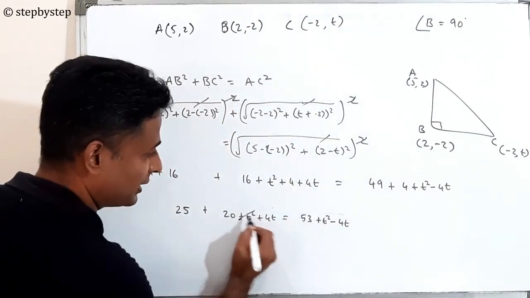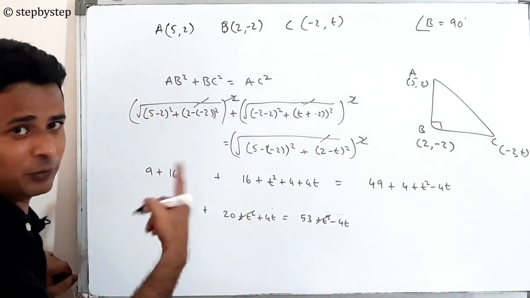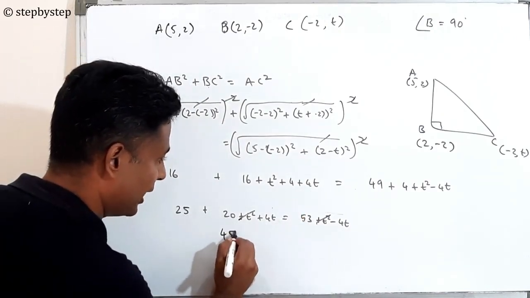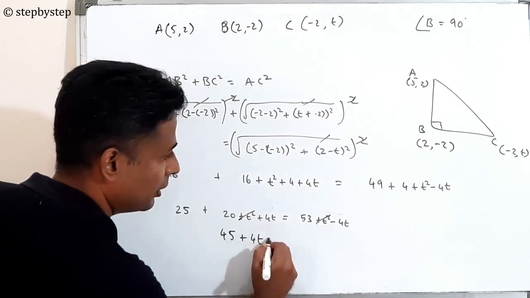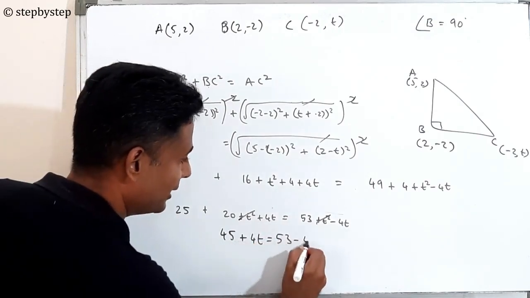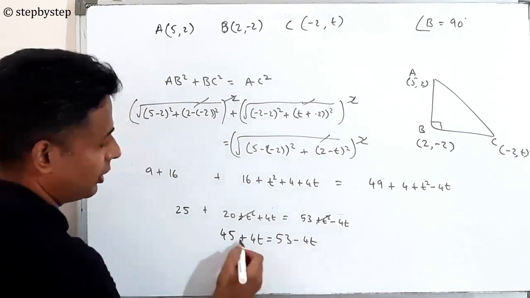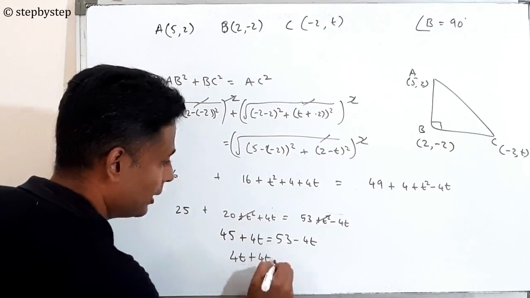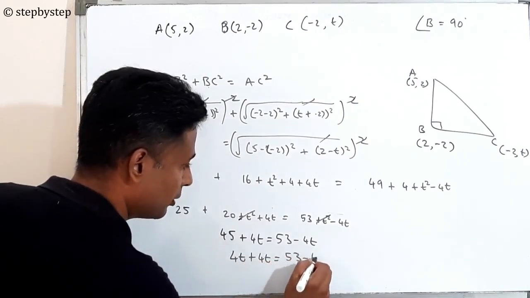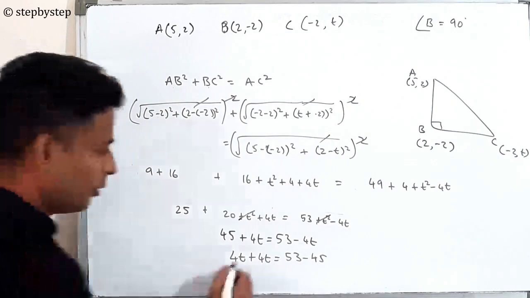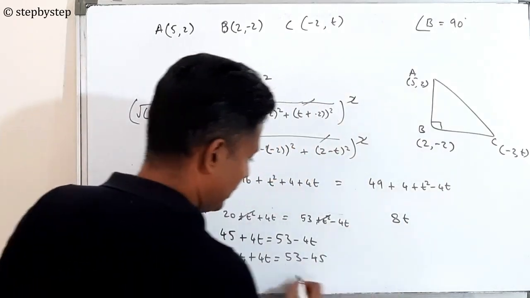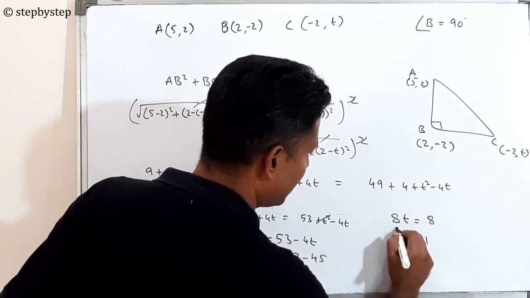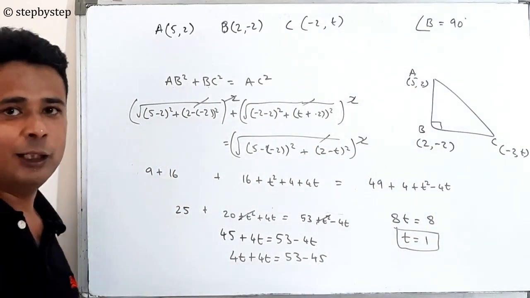So again here plus T square will cancel, because when you transpose, one of their signs will change. 25 plus 20, 45 plus 4T equal to 53 minus 4T. Now I'll transpose 4T on this side, 45 on that side. So I'll get 4T plus 4T equal to 53 minus 45, right? 4T plus 4T, 8T equal to 53 minus 45, 8. So T equal to 8 by 8, that is 1. So the value of T is 1.